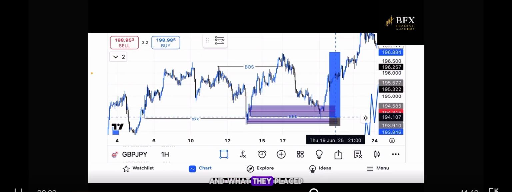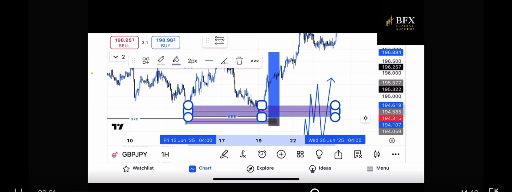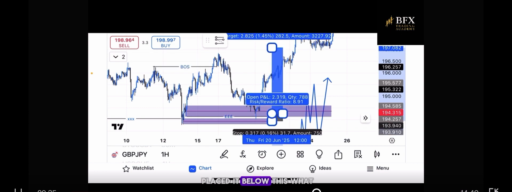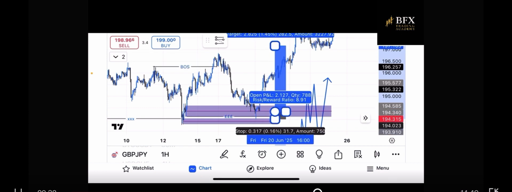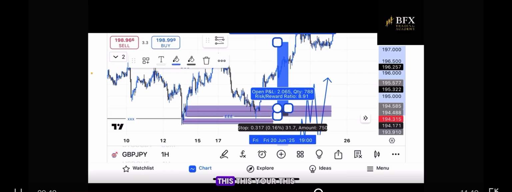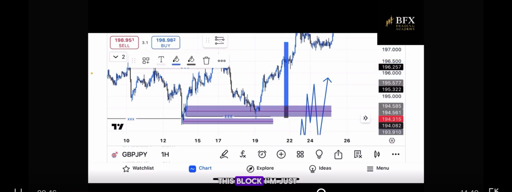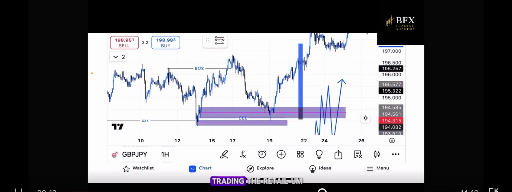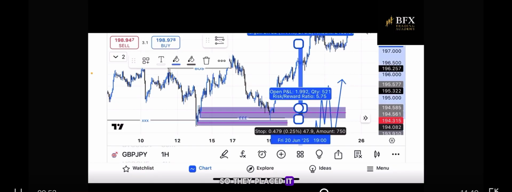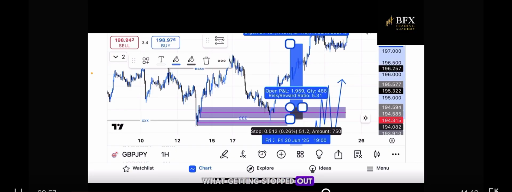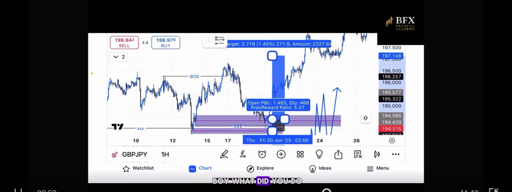And now, retail traders took this position and they placed their stop loss just below this block, right? They placed it below this block. I'm just trading the retail perspective. So they placed it there and they ended up getting stopped out.